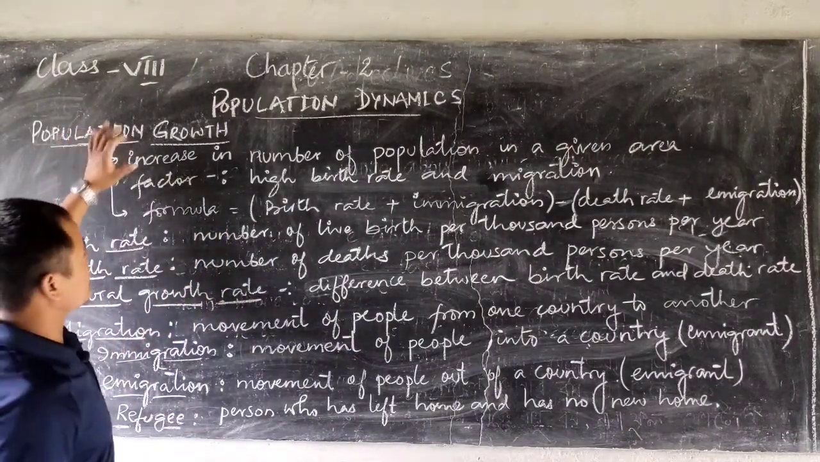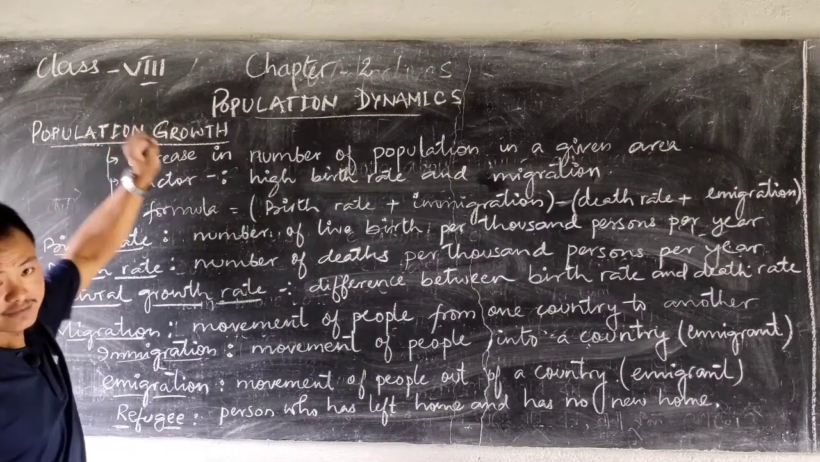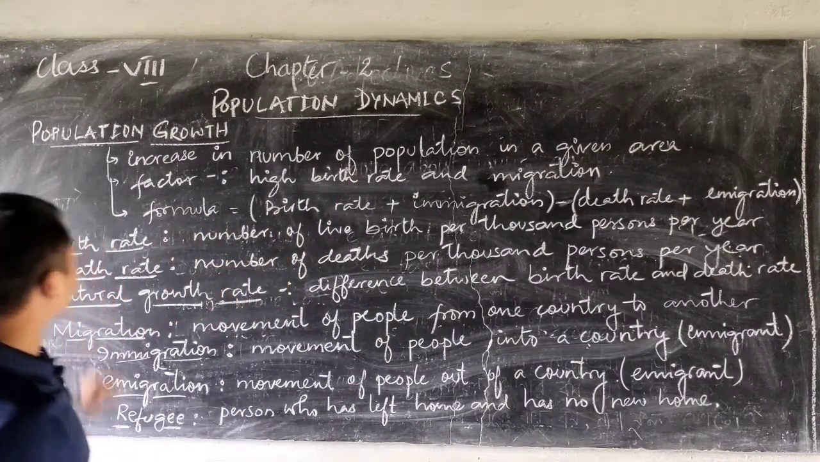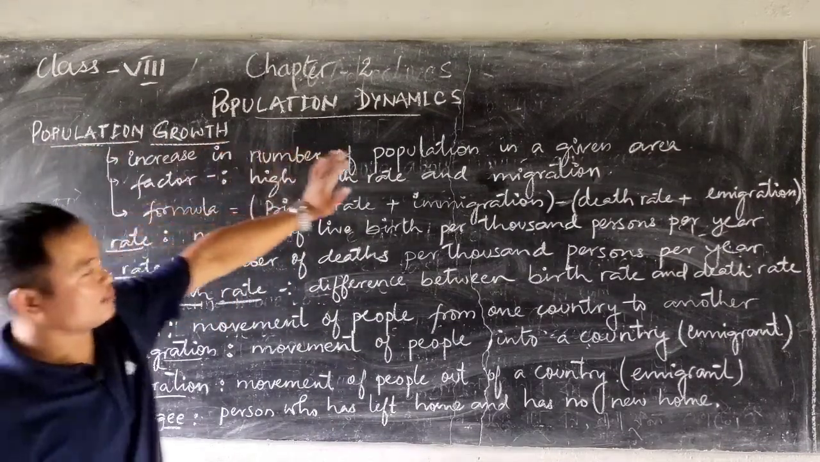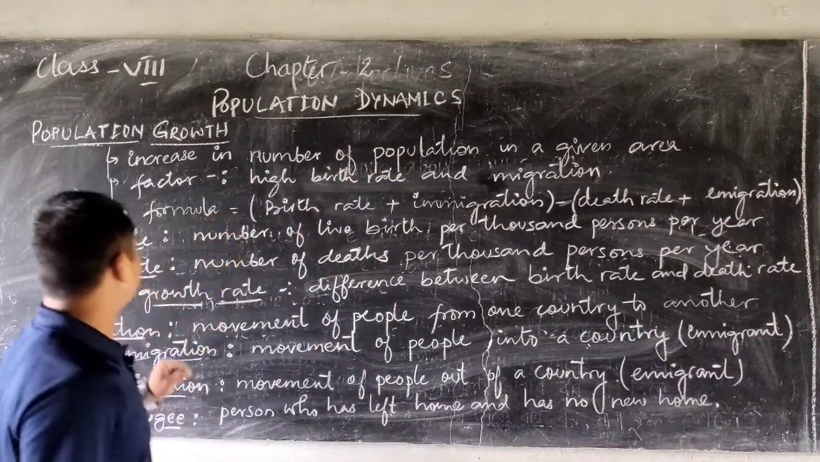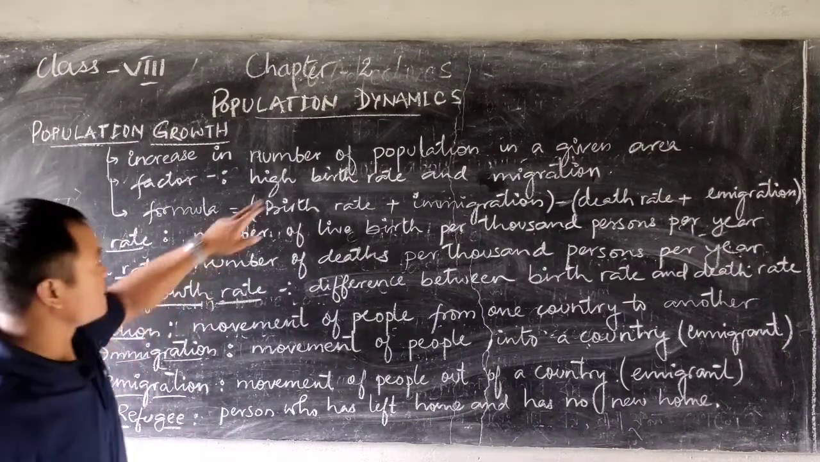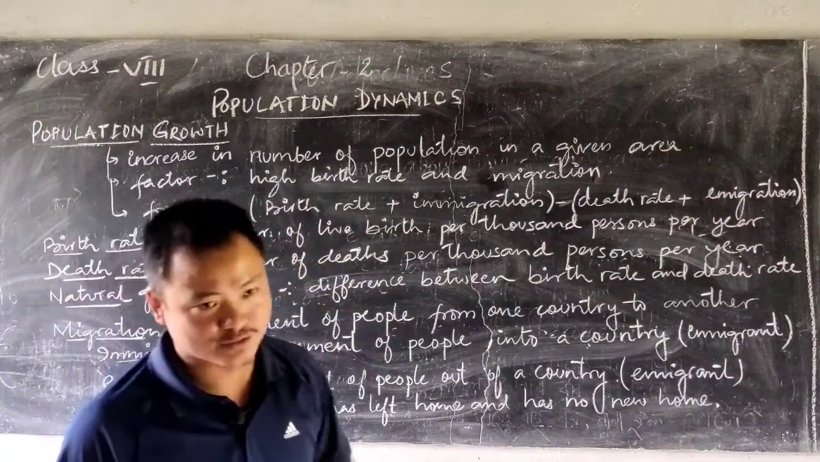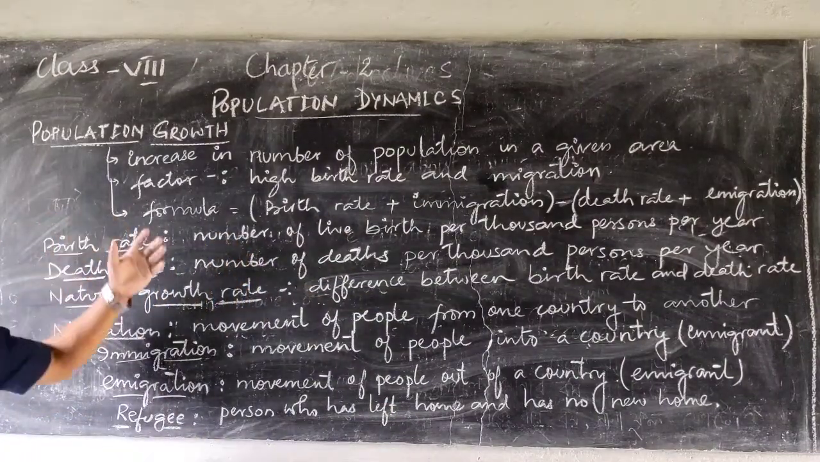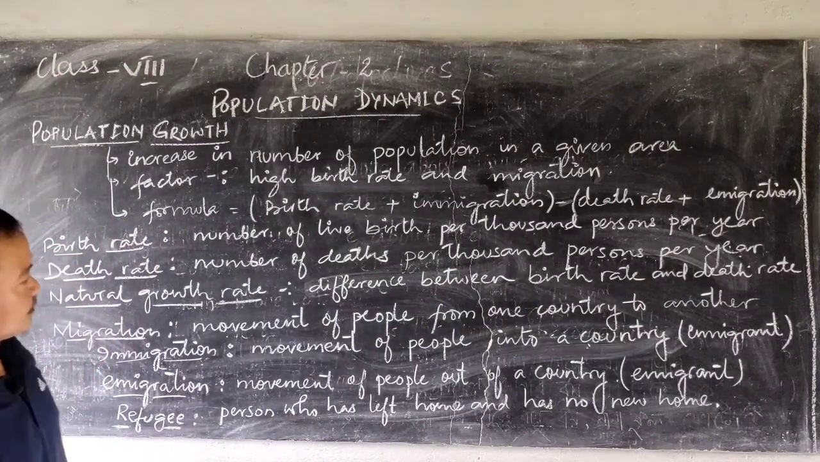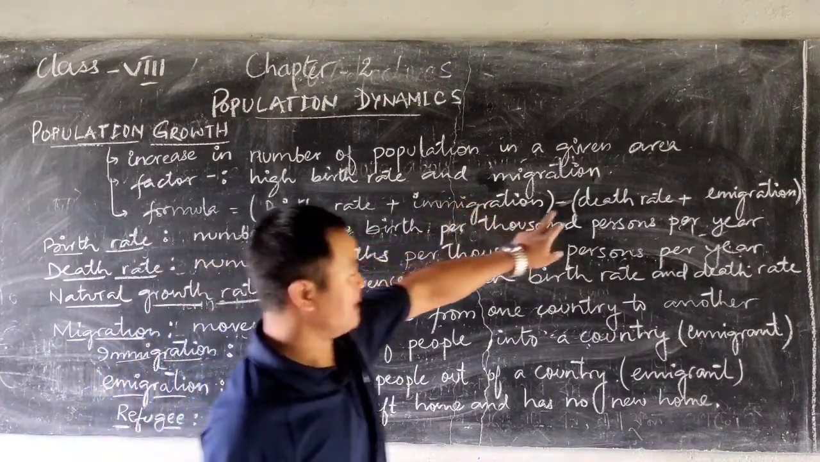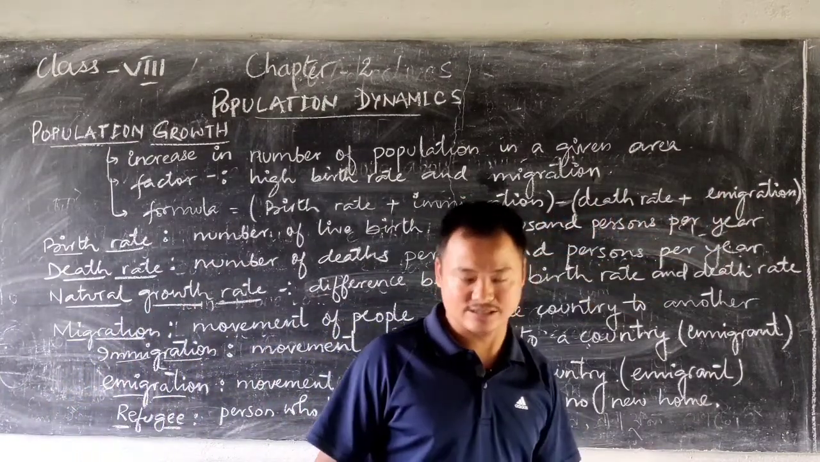Population growth is, as the term itself suggests, growth means to increase. So here population growth means increase in the number of population in a given area or a given geographical region, mostly because of high birth rate and migration. So these are the two major factors that affect the increase in the number of population in a place. There is even a formula that can help us calculate the population growth, and the formula is birth rate plus immigration minus death rate plus emigration.